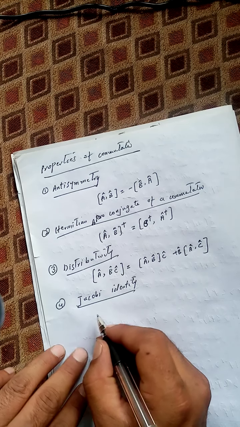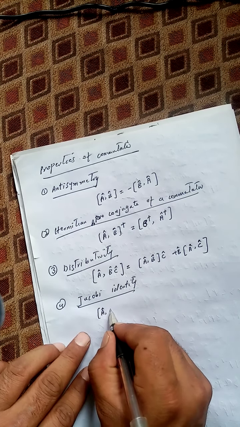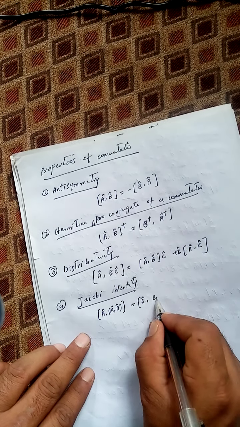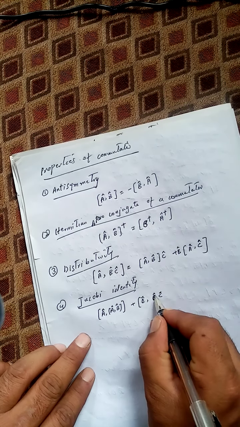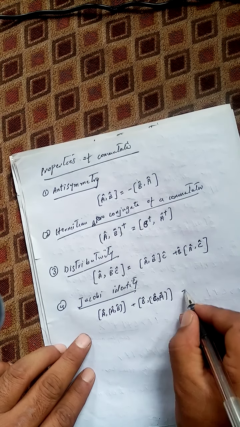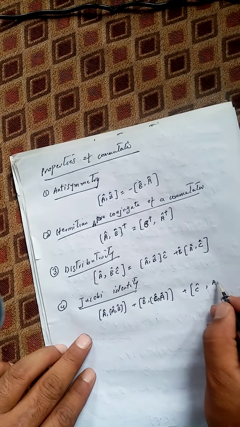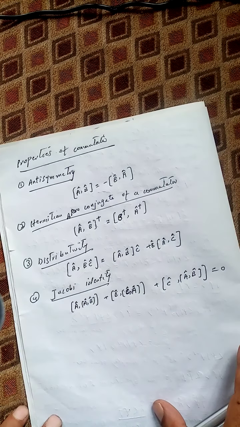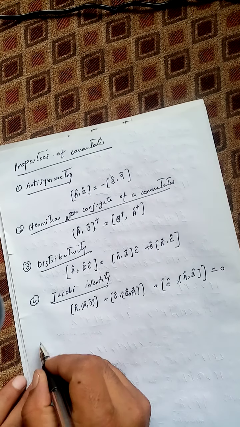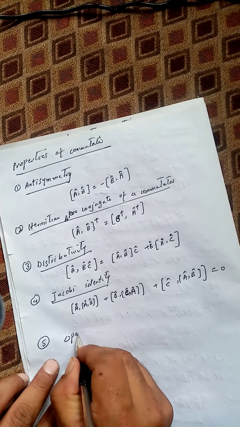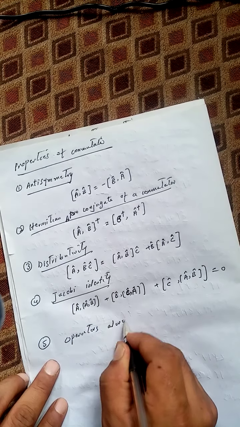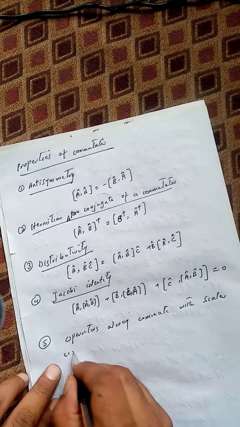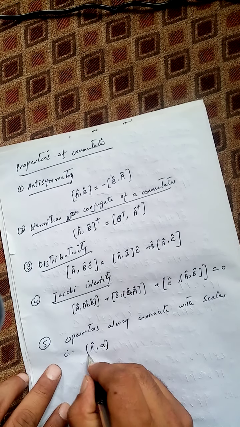It tells that the commutator of A with the commutator of B and C, plus the commutator of B with the commutator of C and A, plus the commutator of C with the commutator of A and B, gives a value equal to 0. This is another property. And the fifth property is that operators always commute with a scalar. That is, if we have an operator which commutes with a scalar, then the result will be equal to 0.